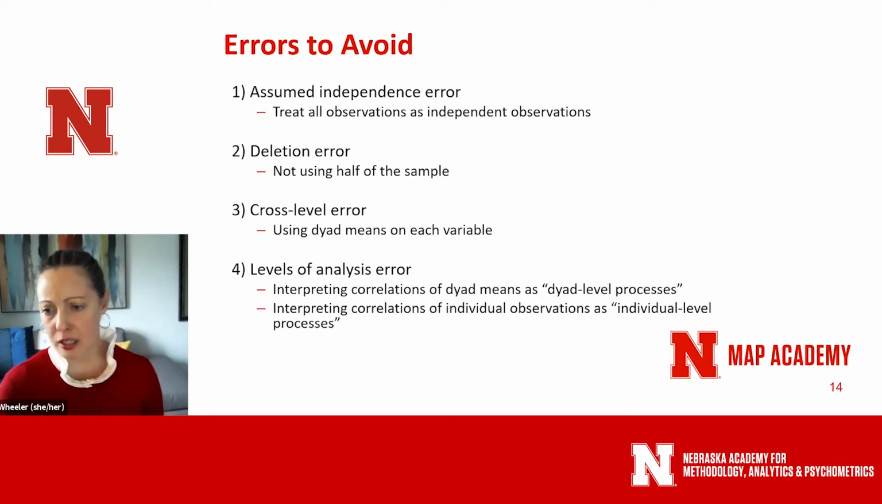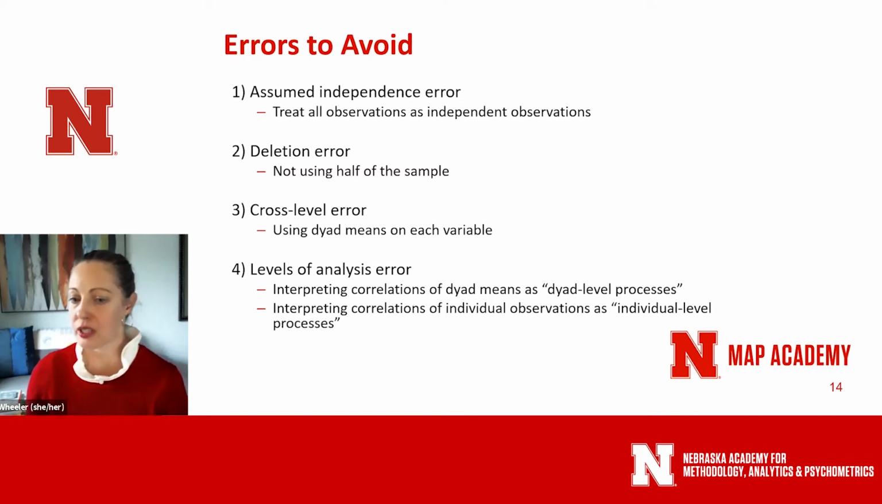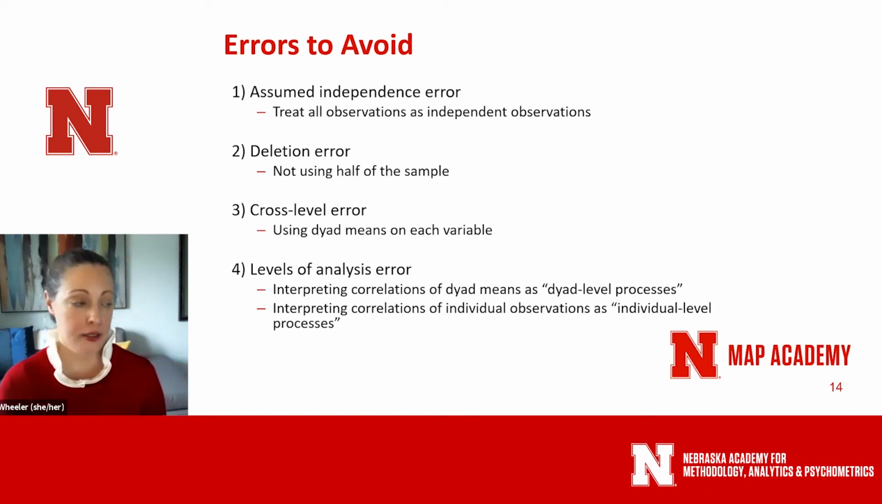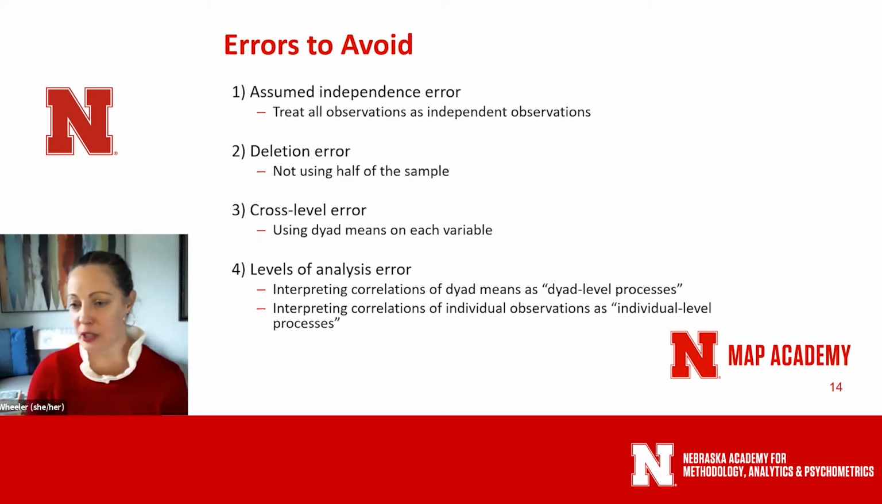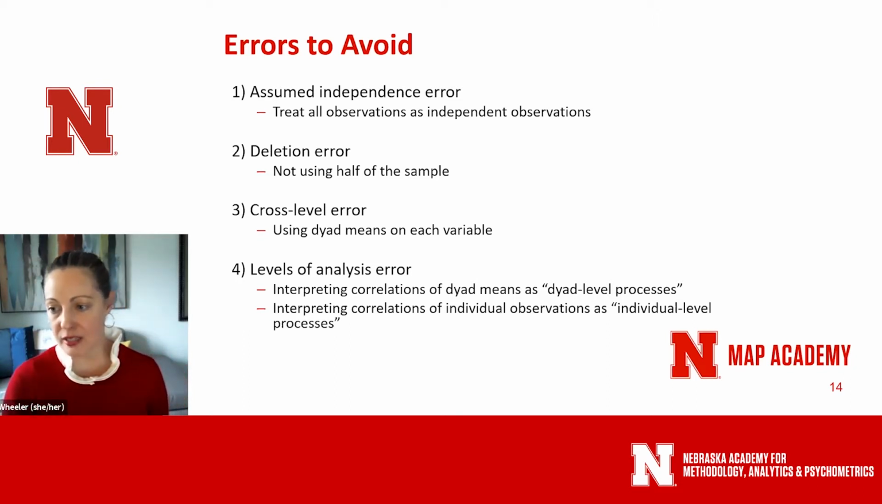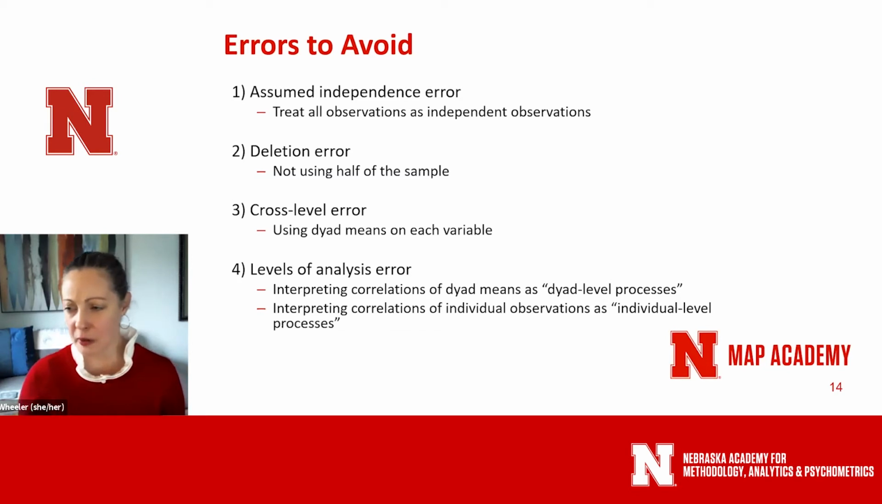There are also cross-level errors. So when we create independent data by taking the average of the dyad for each variable, this can mask differences and variation within the dyad. And then we have the level of analysis error, where we might go about interpreting correlations of dyad level averages as a dyad level process, and interpreting correlations of individual observations as individual level processes. So these both ignore the inherently dependent nature of the data and may be conflating individual level and dyad level variance included in both of these means and observations. So I'll be talking about indices that can more accurately measure this interdependence between dyad members.